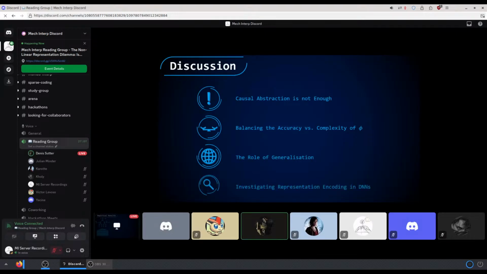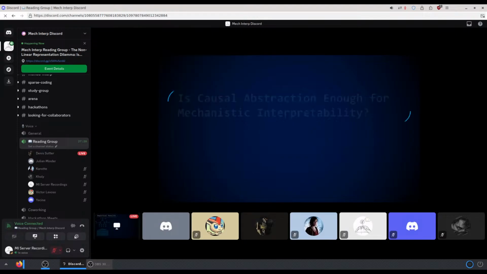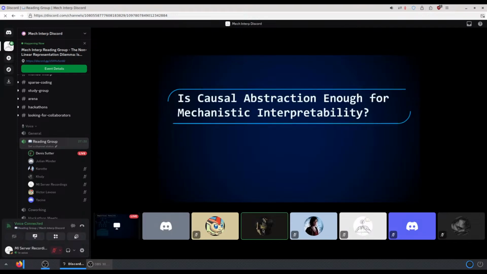Looking forward, it will be important to continue investigating how feature representations are encoded in order to avoid using alignment maps that are too weak or too strong. Now to conclude this presentation, we are able to answer the central question of our paper: is causal abstraction enough for mechanistic interpretability?